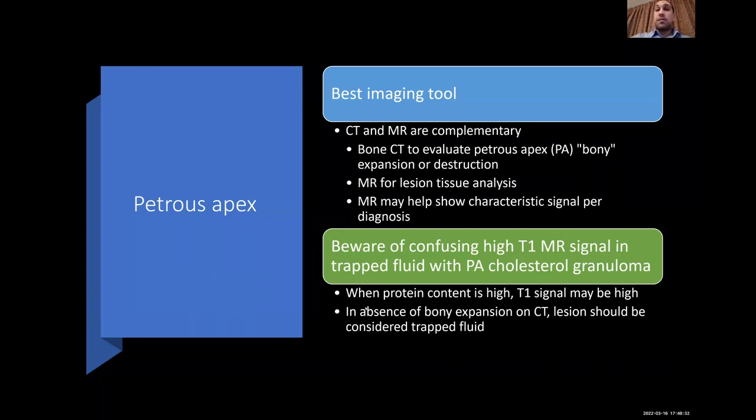If you find it, don't call it cholesterol granuloma unless you find expansion. When protein content is high, the T1 signal may be high. In the absence of bony expansion, the lesion should be considered trapped fluid. But if there is expansion, this is cholesterol granuloma. Okay. Cholesterol granuloma will show high T1 signal.